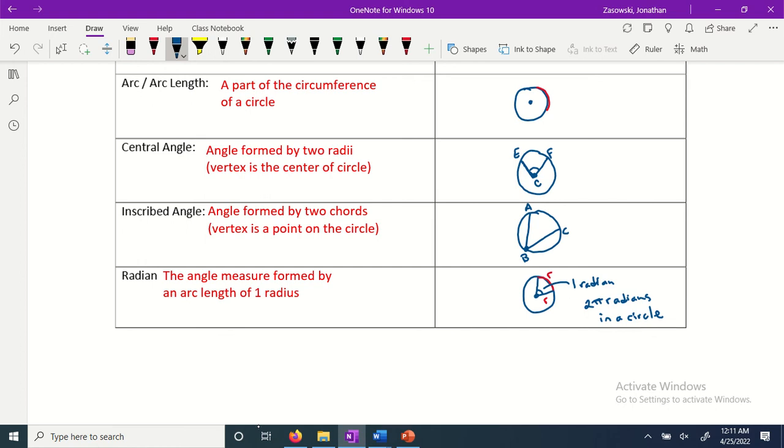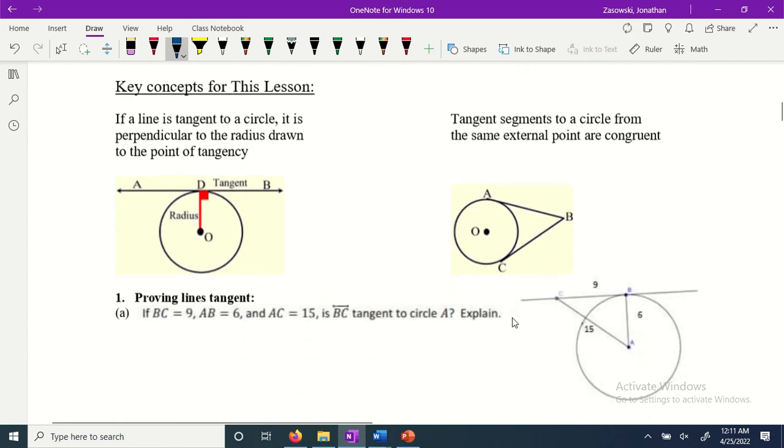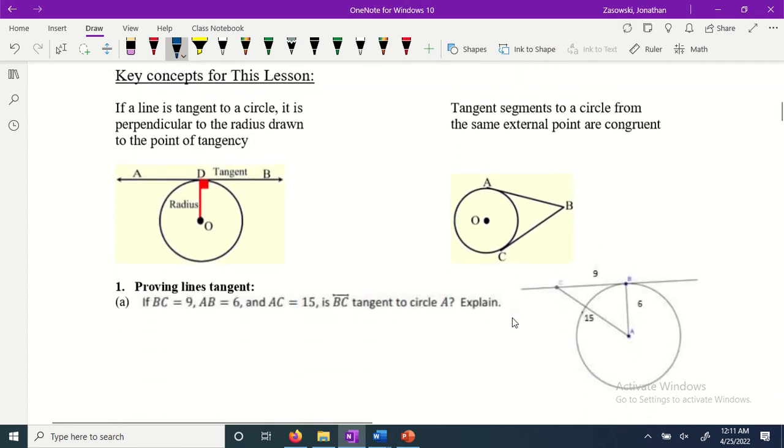So that's what a radian is. And we use radians because they're a lot easier to use in higher level calculations as opposed to cutting a circle into 360 equal pieces and referring to that as a degree. So radians are a little bit easier to work with, and they involve that letter pi that shows up a lot there. Okay, so for the lesson, two key concepts you're going to need to know.